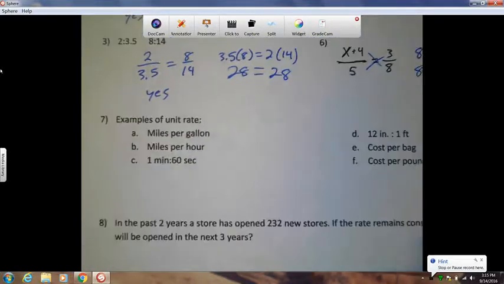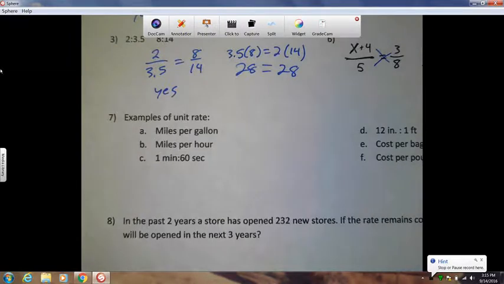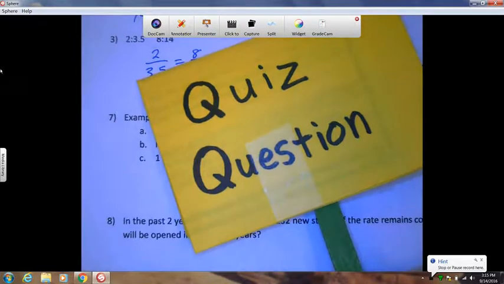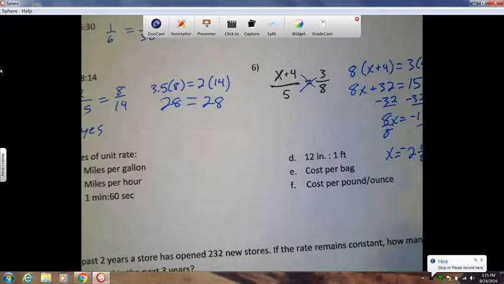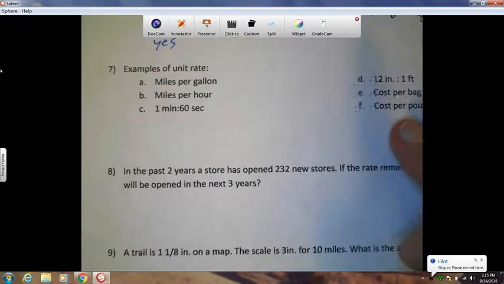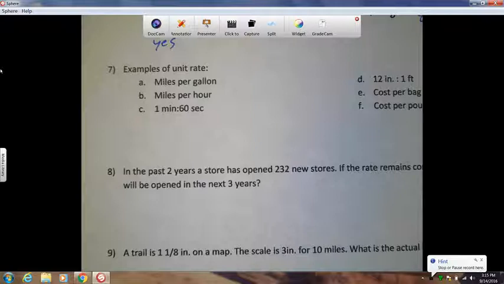So again, remember that the unit rate is comparing something to one of another item. Here's some examples: miles per gallon, miles per hour, 1 minute is 60 seconds, 12 inches is 1 foot, cost per 1 bag. Let's look at the unit rate for number 8. It says in the past 2 years, the store has opened 232 new stores. If the rate remains constant, how many will be opened in the next 3 years?